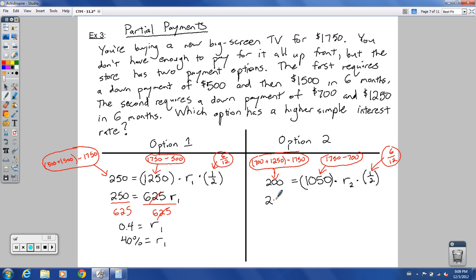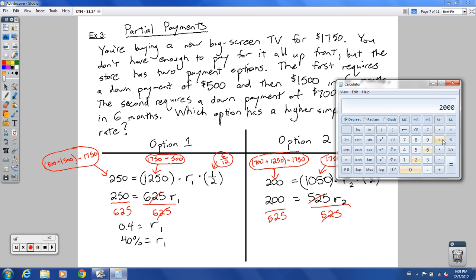So we have 200 is going to equal half of 1050, which is 525, not 625, 525, sorry. I was looking at the previous one. 525 times r2, and we would divide now. Let's put that in a different color here. Divide by 525. That cancels here. Divide by 525. It'll cancel out there. And so you had $200 interest that you're paying, and you're dividing that by 525. I'll take out my calculator here. So 200 divided by 525 equals 0.3809.